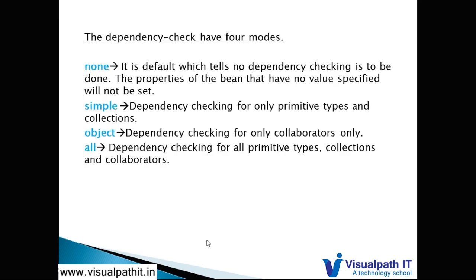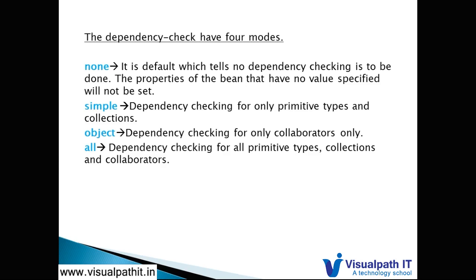There are 4 modes of dependency check. It's none, simple, object or all. What exactly is none? None means it is the default. It means that there is no dependency checking done. The properties of the bean that have no value specified will not be set.